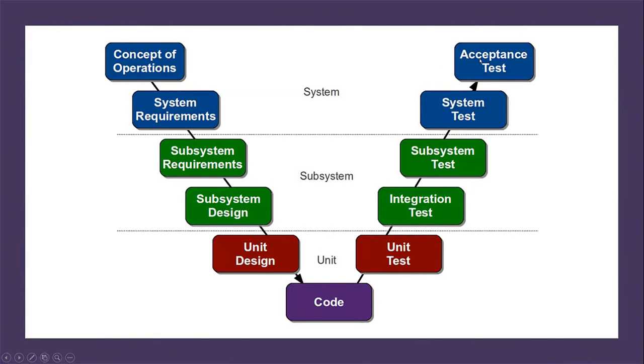V model is similar to waterfall model, except that we go from a concept to a big system to subsystem to smaller system to unit. And then when we test, we go back from small unit testing to subsystem testing, and then system testing, gradually testing from smaller one to bigger one until the customer accepts it. So this acceptance test is actually beta test. So this V model is an updated version of the waterfall model.